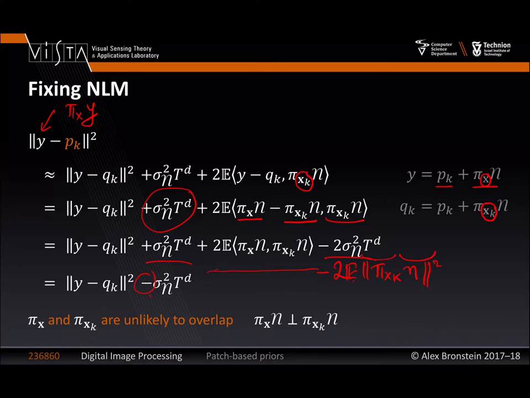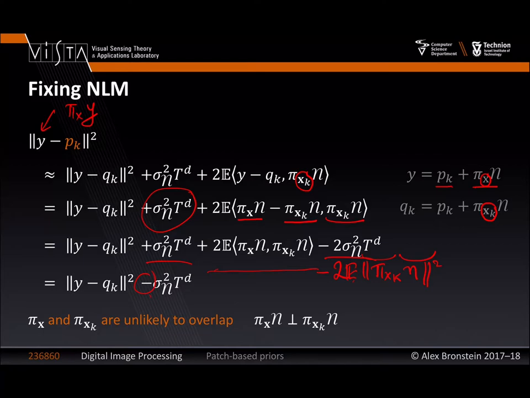And it's not an unreasonable assumption. Why? Well, because I have a big image and small patches. I'm taking just any patch in the image compared to one of the exemplar patches that I took from all around. The probability that they will overlap is very small. So basically, I just dropped this term because I'm assuming that the patches are non-overlapping. And by the way, if the overlap is small, they're also approximately orthogonal. So this term is typically very small.